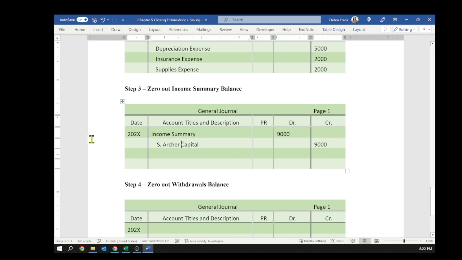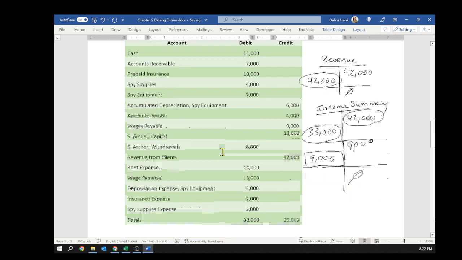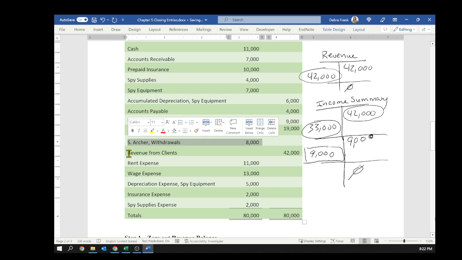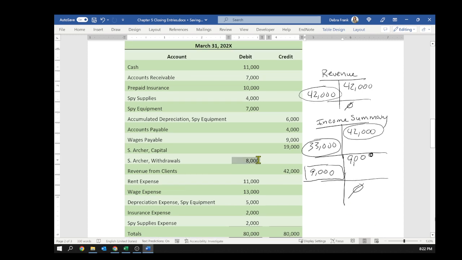Okay. So now we are done with all those. There's one more we don't want to forget, and that is withdrawals. So that is one special one. That one doesn't get rolled up into income summary. Instead, that one is just going to go straight to capital. So let's close out withdrawals. So withdrawals has a normal debit balance of 8,000. So how do I close it out?